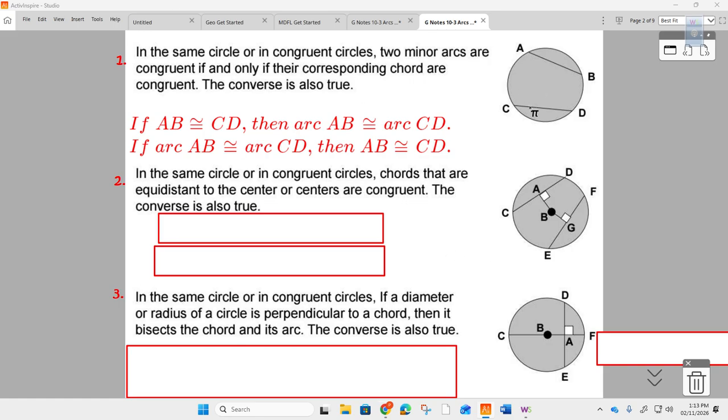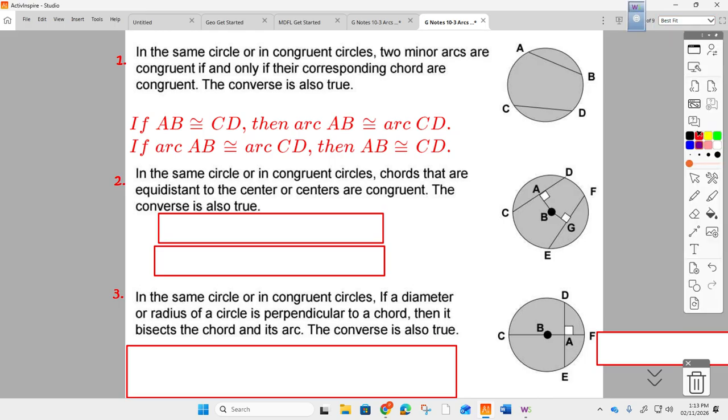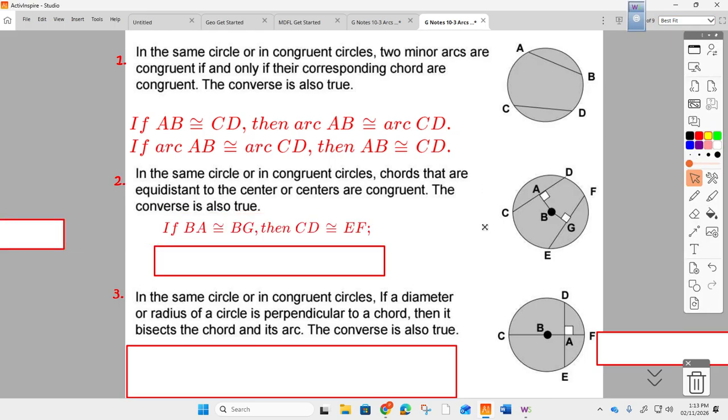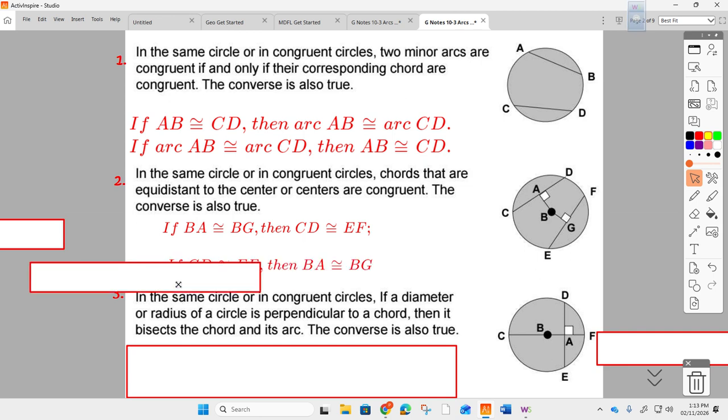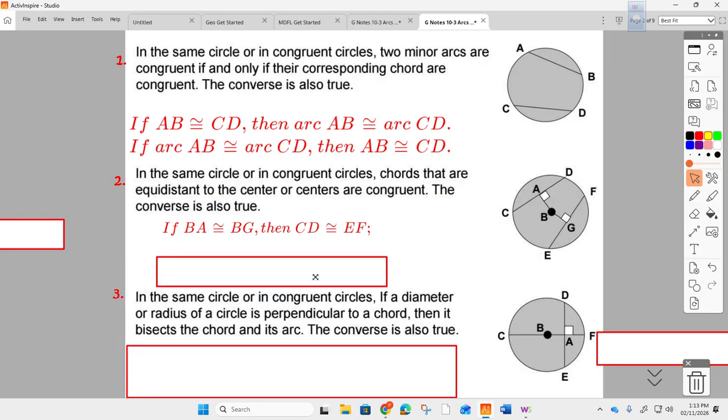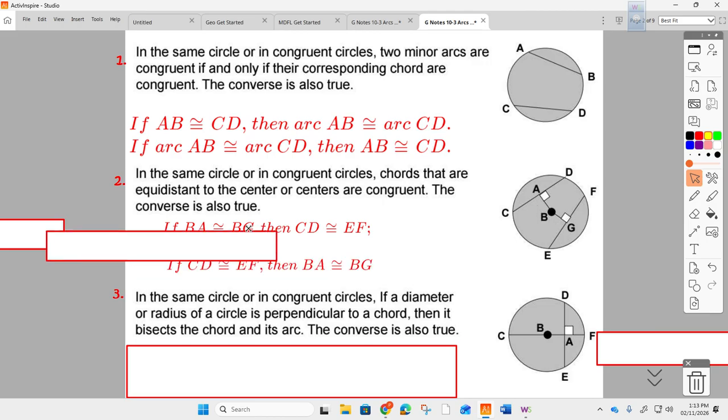So if the measure of BA is congruent to the measure of BG, then CD is congruent to EF. If this length and this length are the same, then these chords have to also be the same length. And the converse is the opposite thing, right? So if these two chords are congruent, then we know that they are the same distance from the center of the circle.